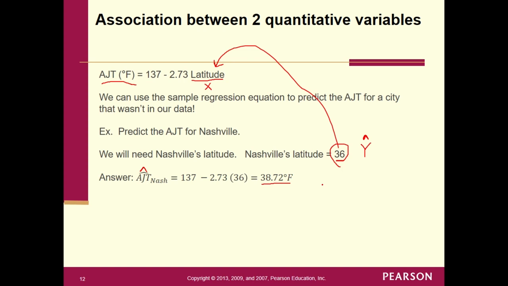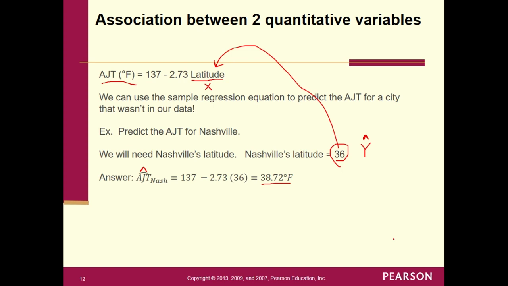If you were trying to make a prediction for a city that sits at 40 degrees latitude, you would just put in 40 degrees latitude and see what the line is predicting then. By the way, if you actually looked up Nashville's average area temperature, it's 37.5.